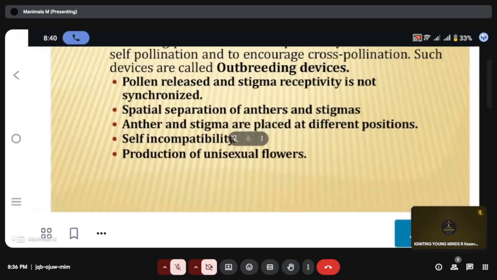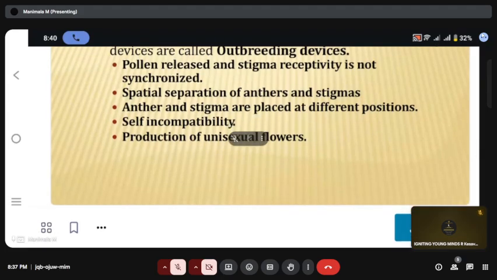And the third device to prevent inbreeding is self incompatibility. What is self incompatibility? So here, this is the genetic mechanism to prevent self pollination, that is from the same flower or other flower of the same plant, from fertilizing the ovule by inhibiting the pollen germination and pollen tube growth in the pistil. You got it? What is self incompatibility? It is actually a genetic mechanism.